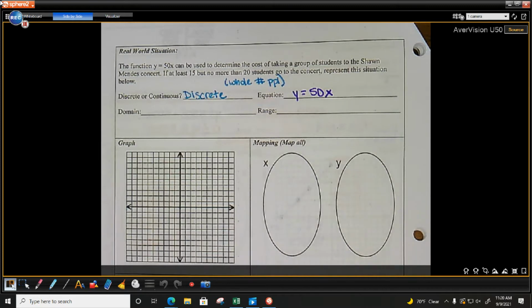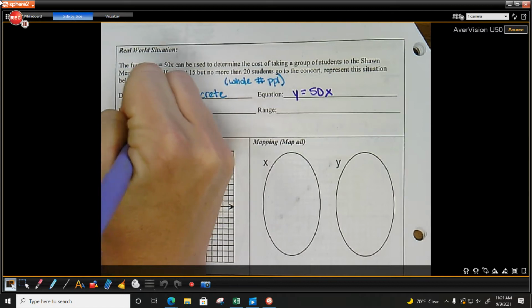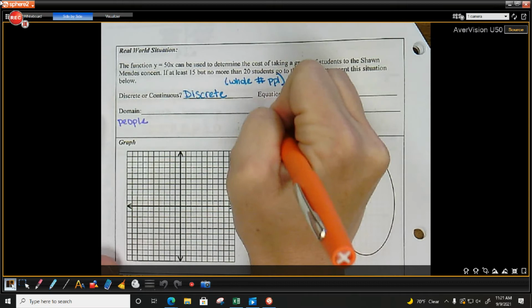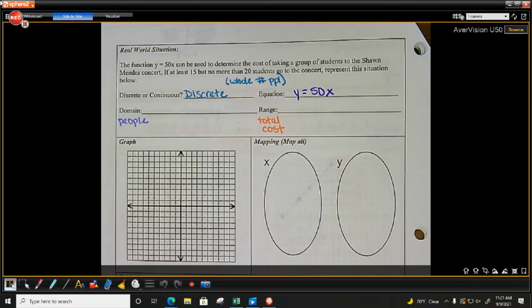So think, do we first determine how many people are going and then you buy the tickets and pay, or do we first pay and then we're going to invite the people? People first. So if people is first, people is your x or your domain. So if people is your x or your domain, the range is the total cost. And I'm going to put total, not just cost, because if I just put cost, are we saying the $50 for a ticket? No, we're talking about the total cost, okay?